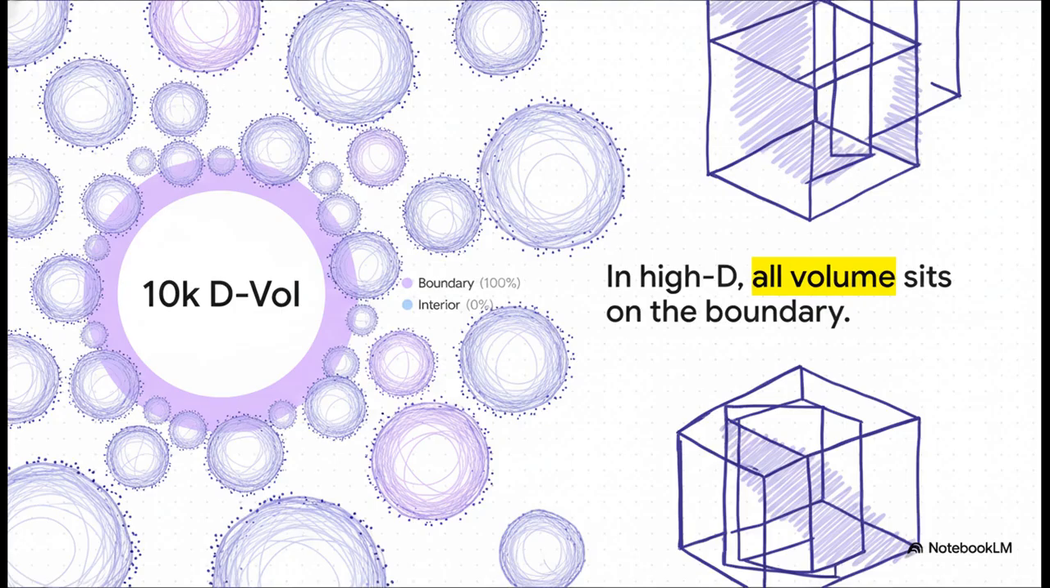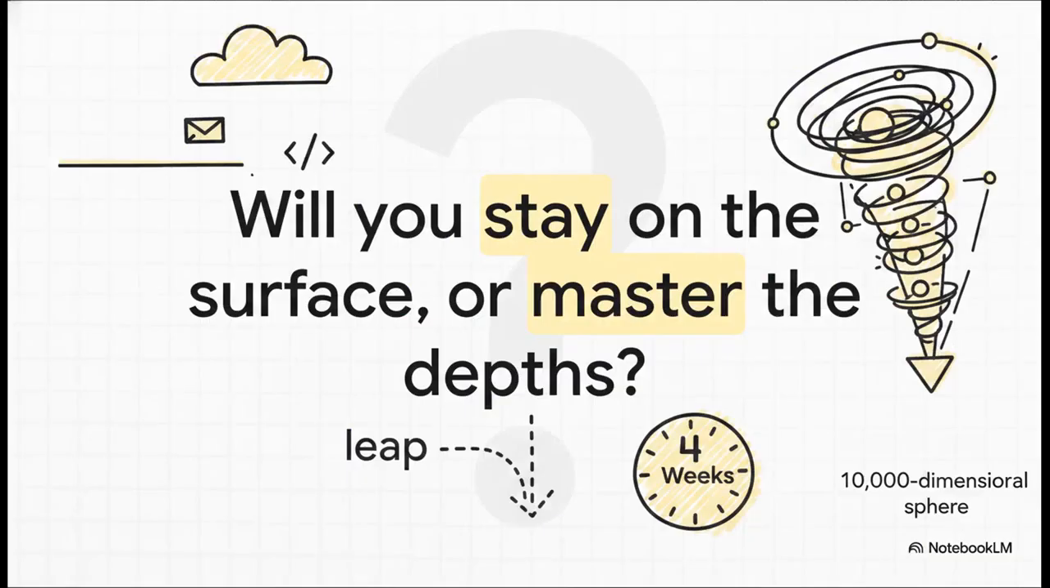For AI researchers, this is a massive realization. When you're dealing with high-dimensional data, virtually every single data point is sitting right on the absolute edge of the space. So, we've gone all the way from writing a basic text prompt to visualizing the vanishing geometry of a 10,000-dimensional sphere. The everyday tools we're using are built atop realities that completely defy human intuition.